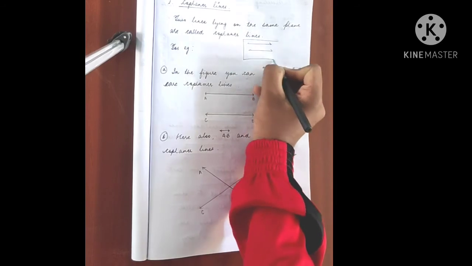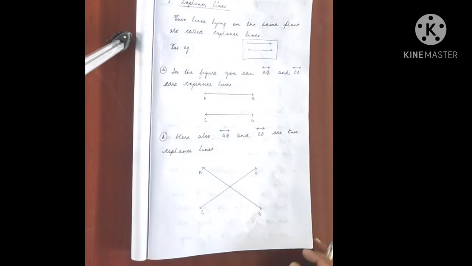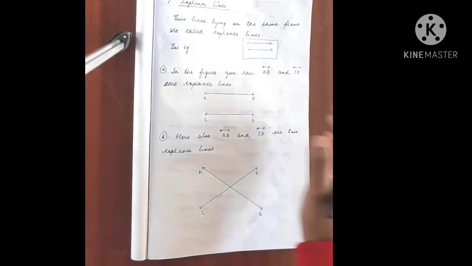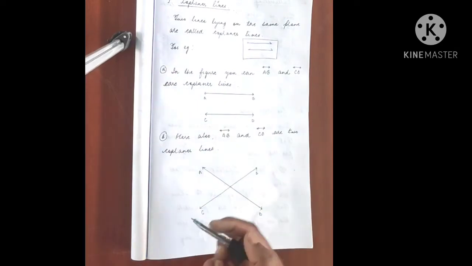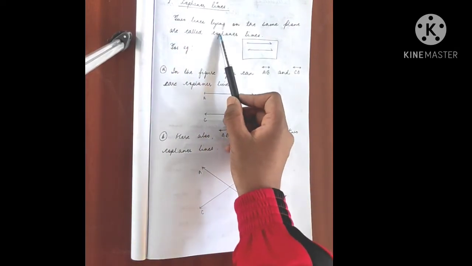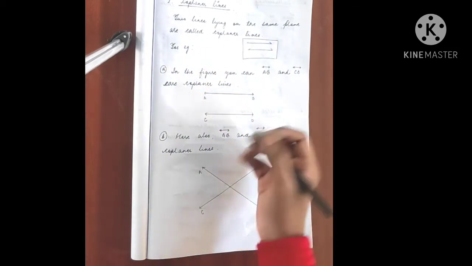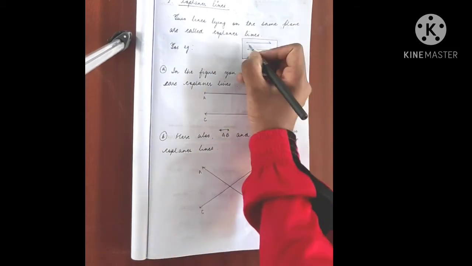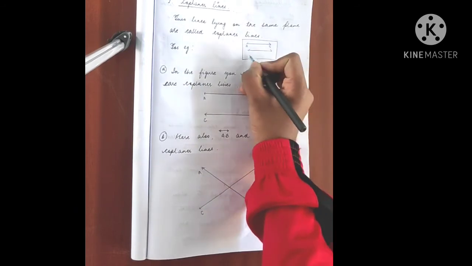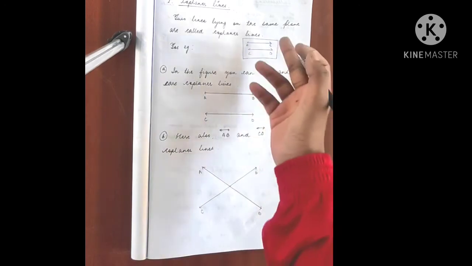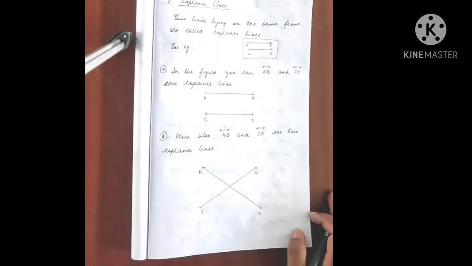If they are in the same plane, plane means what? If it is in the page or something like that, so it should be on any surface, that means it is known as what? Coplanar lines. What I said, again keep in mind: two lines lying on the same plane are called coplanar lines. You got it? Suppose if I give you any points, suppose this one is AB and CD. If they are lying on the same plane, then AB and CD are coplanar lines.